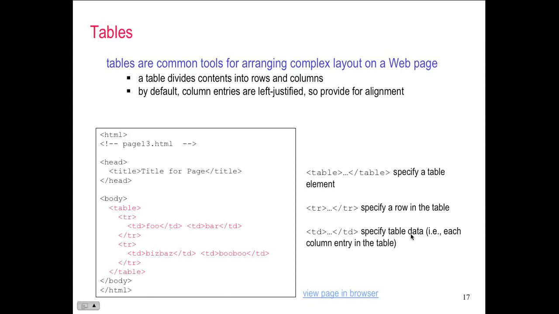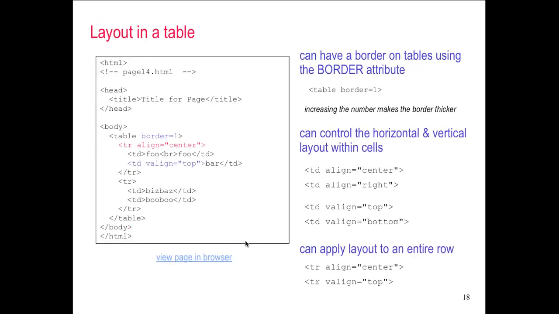So table data specifies the data, each column or entry in the table. You don't have to have the same number of data elements per each row, and you can have one data element span multiple rows if you want, using a span actually. So for the layout of the table, you can have the border of the table using a border attribute. So table border is equal to 1. It's going to put a line around the table. And these examples actually aren't bad to cut and paste and put into text files. Take a look at it. Increasing the number makes the border thicker, so 2, 3.